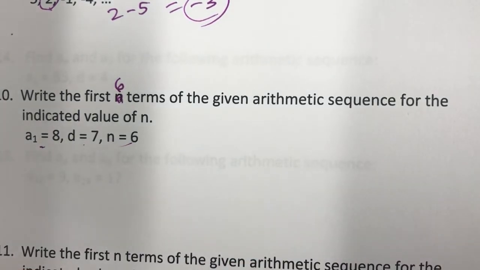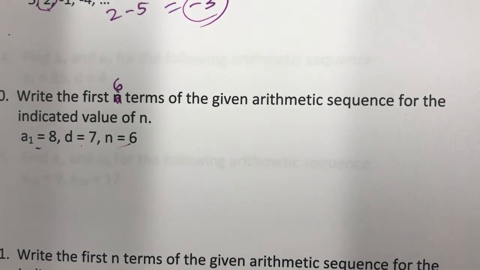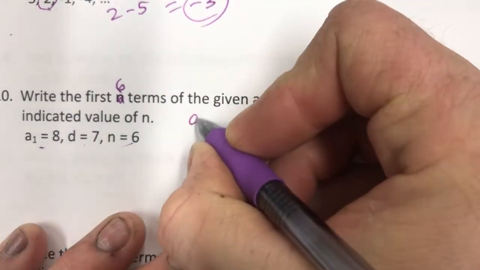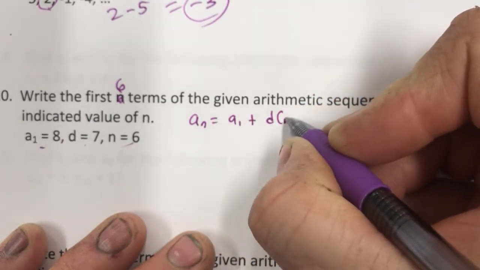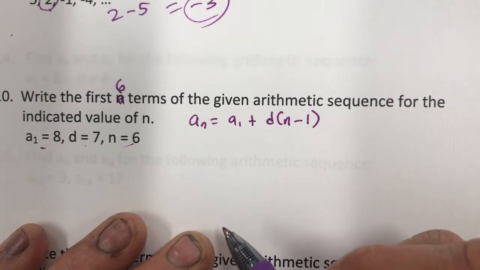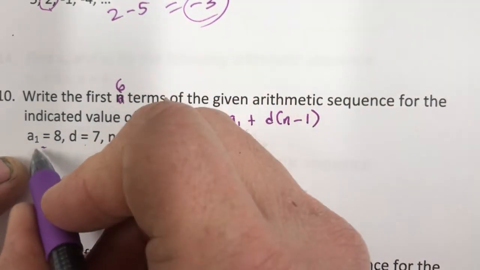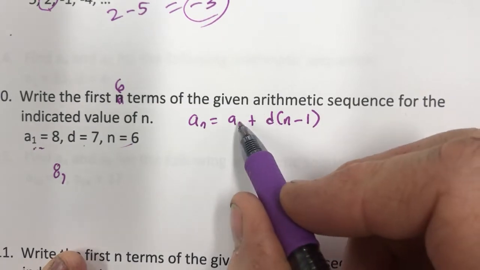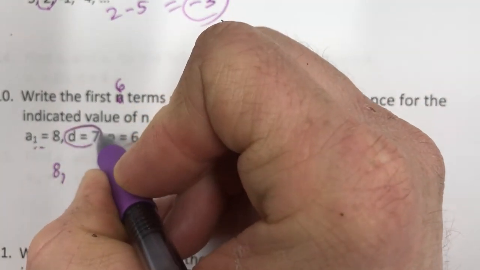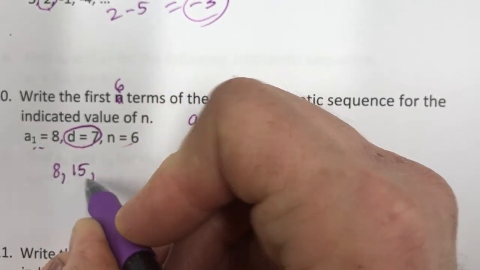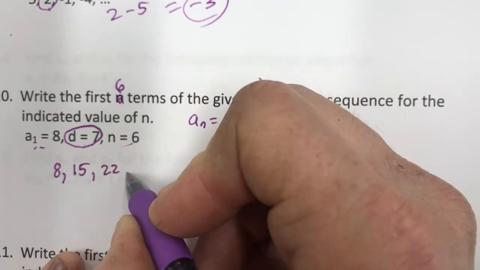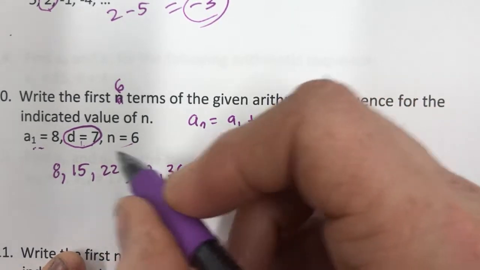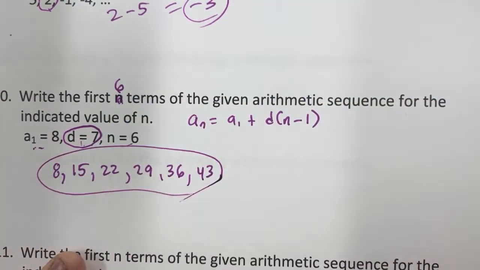All right, so we have to go back to our formula right here, which I'll write down: a sub n equals a sub 1 plus d times n minus 1. The first term is 8. We could plug those in, but since d is 7, I think it's easier to just add 7. 8 plus 7 is 15. 15 plus 7 is 22. 22 plus 7 is 29. 29 plus 7 is 36. And 36 plus 7 is 43. There are my first 6 terms.